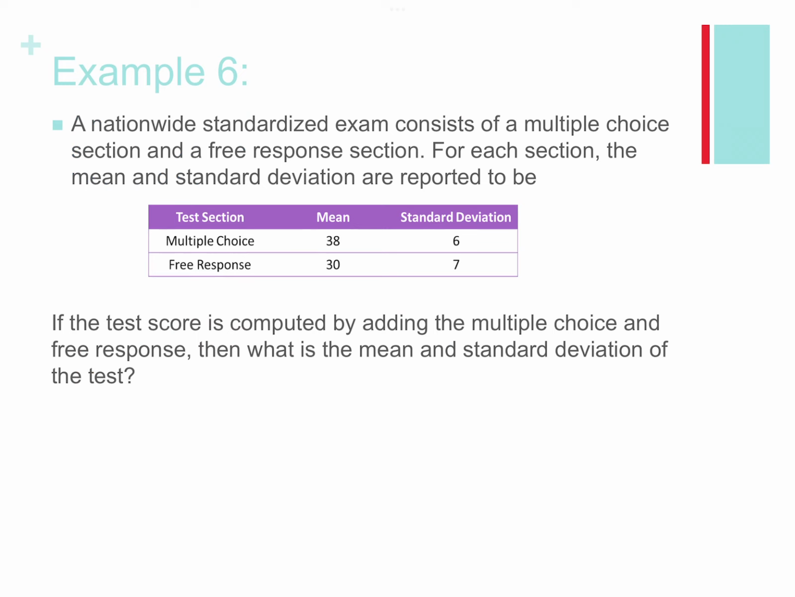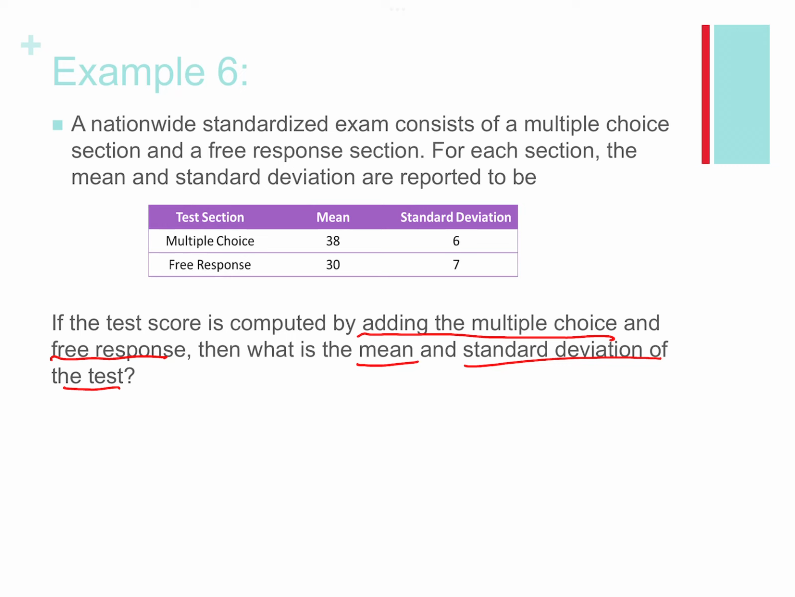So now we're just going to do a few examples of putting together all the different rules that we've looked at today. So I'm going to start here. I have a standardized exam consists of multiple choice and free response. And each section has a mean and standard deviation. The test score is computed by adding the multiple choice and free response. So kind of think about like your AP exam, for example. We want to know the mean and standard deviation of the test.